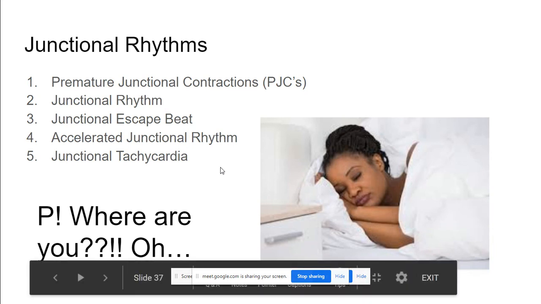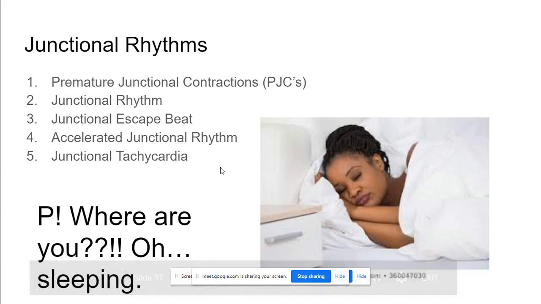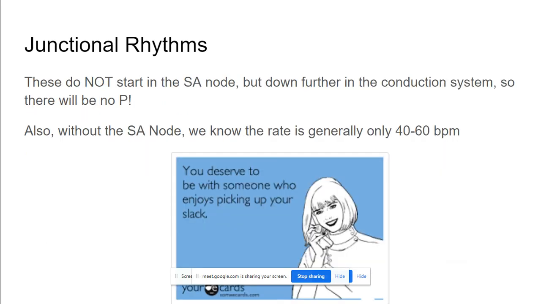So junctional just means the space between the SA node and the Purkinje fibers. So the rhythm is starting in that junction rather than up at the top in the SA node. All right, these do not start in the SA node, but down further in the conduction system, so there will be no P. Also, without the SA node, we know the rate is generally only going to be able to be 40 to 60 beats per minute.